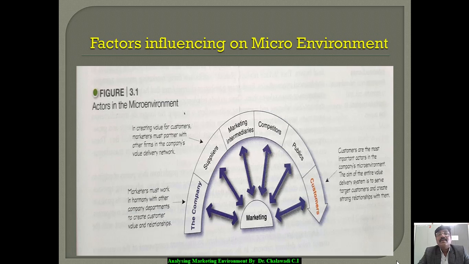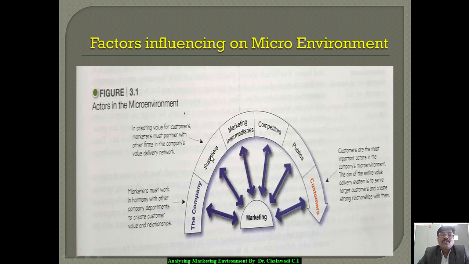So here are the factors influencing the micro environment. See this diagram. What are the components of the micro environment? They are the company, the suppliers, the marketing intermediaries, competitors, publics, and customers. Marketers must work in harmony with the company's departments to create customer value and relationships.